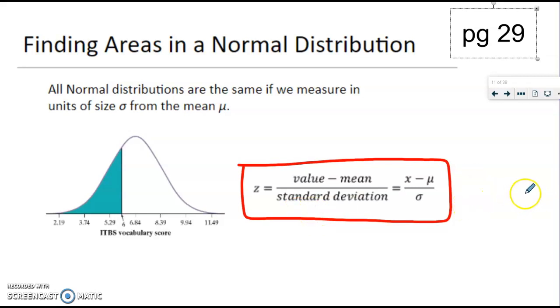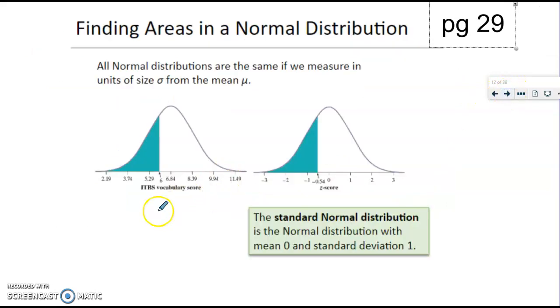Okay, guys. So we are looking at trying to find the area of certain values in a normal distribution. And if you guys recall, we talked about z-scores telling us how many standard deviations a value is above or below the mean. And I can use this z-score to help find probabilities of certain events happening.